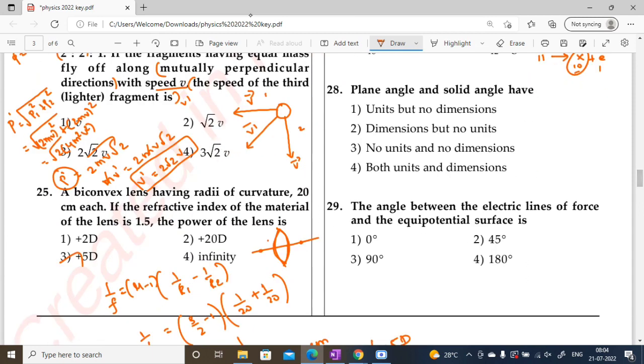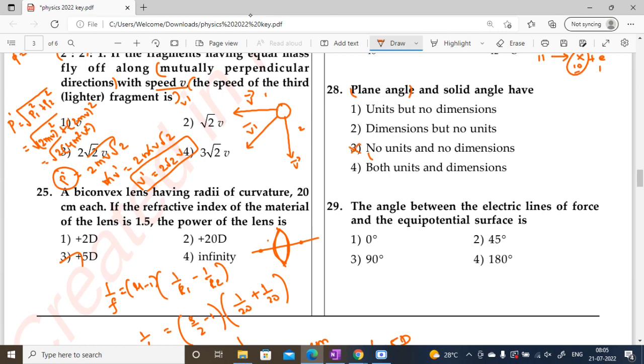Plane angles and solid angles, which you would have studied in our first chapter, are a very basic question. You can see that basics help us solve this. The options are: units but no dimension, dimensions but no unit, no units and no dimension. Of course, try to eliminate options. They have units. We know the unit for plane angle is radian and for solid angle is steradian. So this option is not the answer.